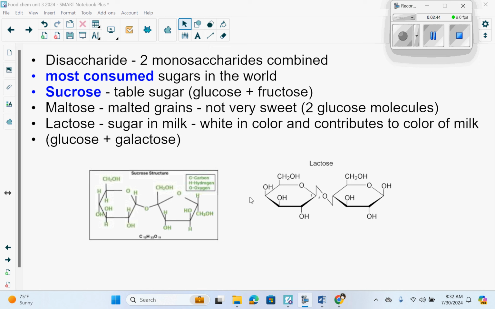And then lactose, this is the sugar that's in milk. It's white in color and contributes to the color of milk. The 2 sugars combined are glucose and galactose.